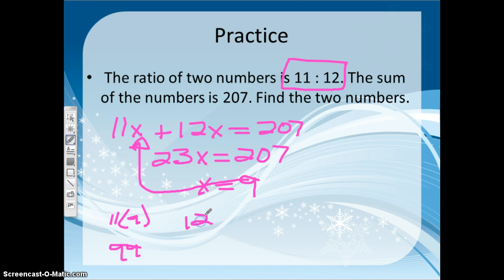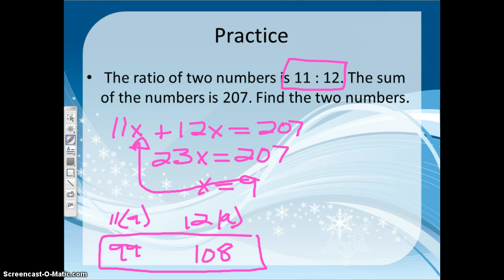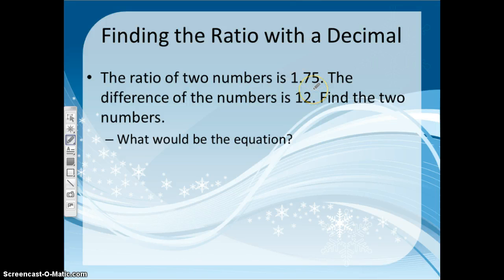One of our numbers is 12 times 9. Oops, let me write it in there. Or 108. Our two numbers are 99 and 108. Now, you will have one tricky one. I think there's only one quiz question like this, but it does come up where you're not given a whole number. You're given a decimal.